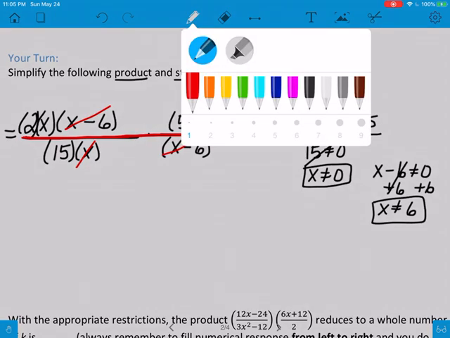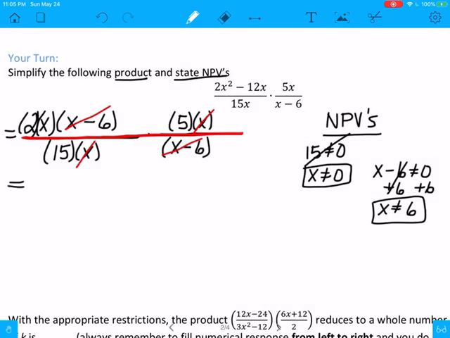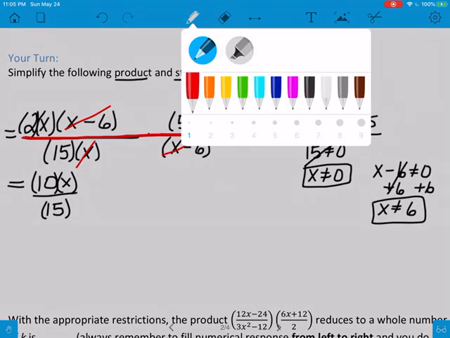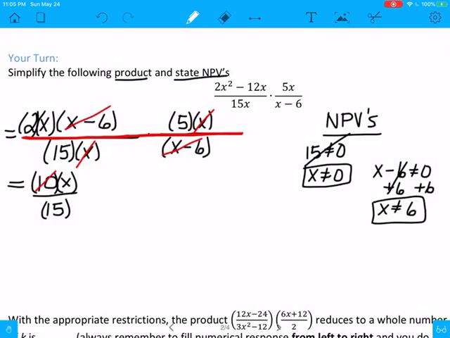So I'm going to write what's left over. If there's two numbers separately in brackets, you put them together by multiplication. So I go 2 times 5 is 10x. And then on the bottom, I just have 15. And the 10 and the x can go in their own brackets because they're multiplied. And I say, wait, I can take something out of the 10 and the 15. I can take out a 5. 10 divided by 5 is 2. 15 divided by 5 is 3. So I get 2x over 3.